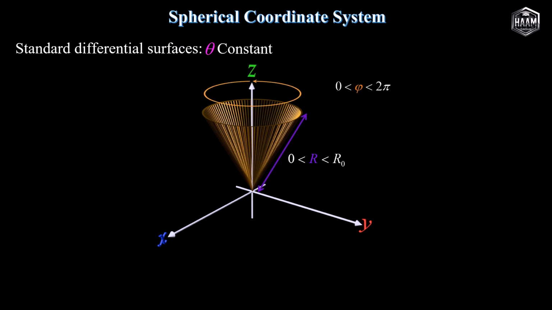Here, phi ranges from 0 to 2 times pi, giving a complete conical shell. The differential surface element here is the change in capital R times the change in phi along the direction of a hat sub theta. Therefore, this becomes ds equals plus or minus capital R sine theta d capital R d phi a hat sub theta.